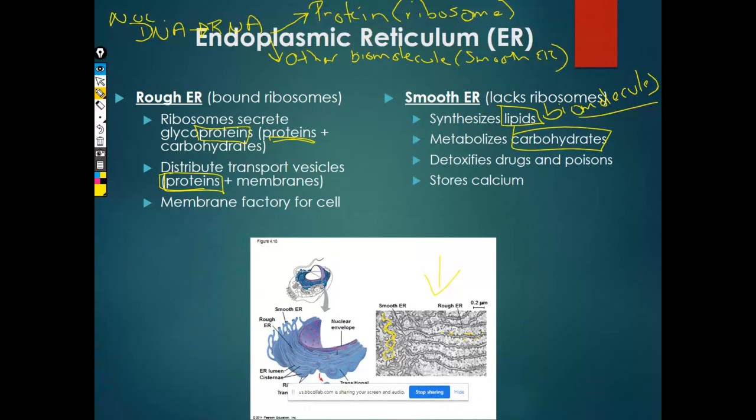Okay, still feel good? So my RNA has a choice. It either wants to go to a ribosome to make a protein, or it's going to go to the smooth ER to make something like a lipid or a carb. Got to pick one or the other, right? We can't go to both.